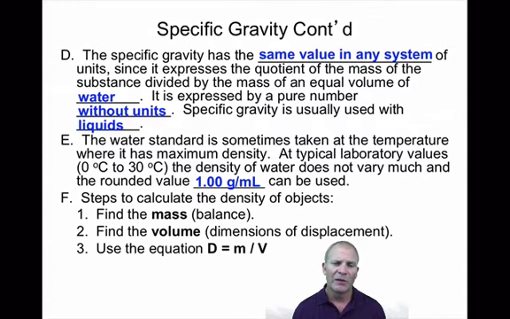Now, in actually calculating density, and you're going to be doing this in lab as well, we know there are two variables within density, and it's mass and volume. The mass is going to be easy because it's always just using our balance.